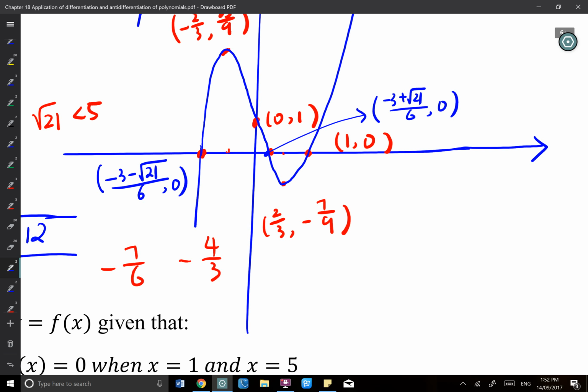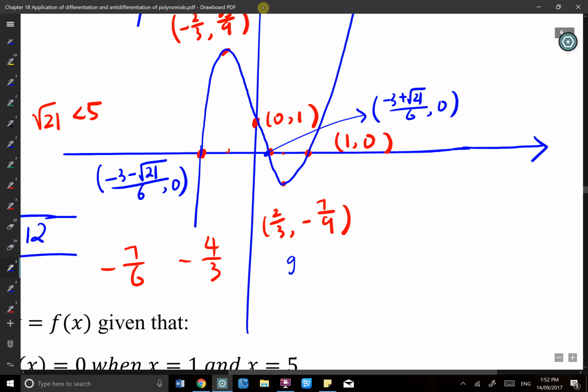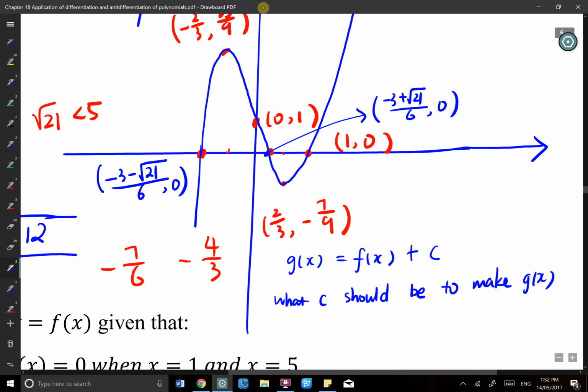You answer that. So the question is, I have a new function, it's called g(x). g(x) is f(x), just this graph, plus a value c, a constant c. So my question is, what c should be to make g(x) have only one x-intercept?